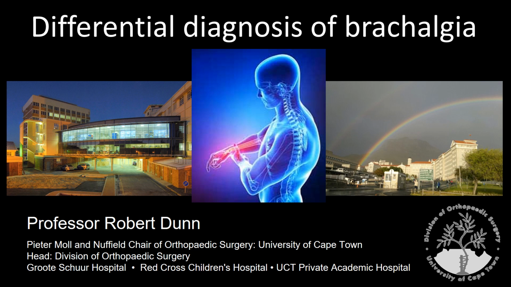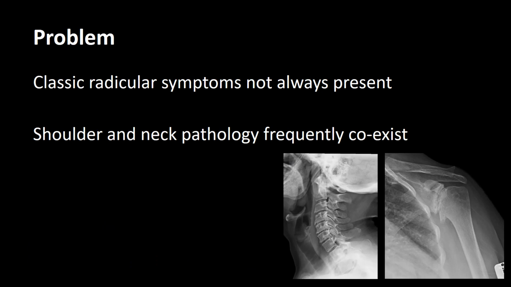Good day. I will be discussing the differential diagnosis of brachalgia, or arm pain. The problem is that the classic radicular symptoms associated with cervical pathology are not always present, and that shoulder and neck pathology frequently coexist, as in this example, with multi-level cervical degenerative changes and severe glenohumeral arthritis. It can become quite difficult to decide which pathology is causing the patient's presenting symptoms.